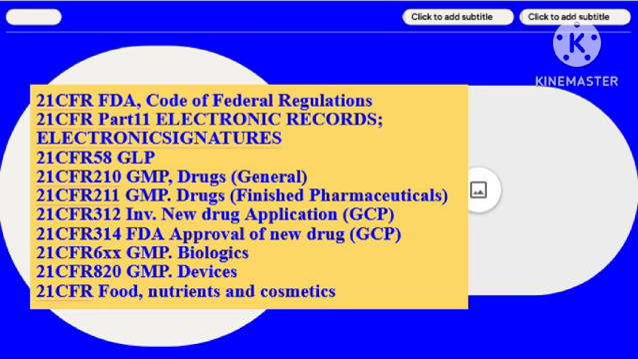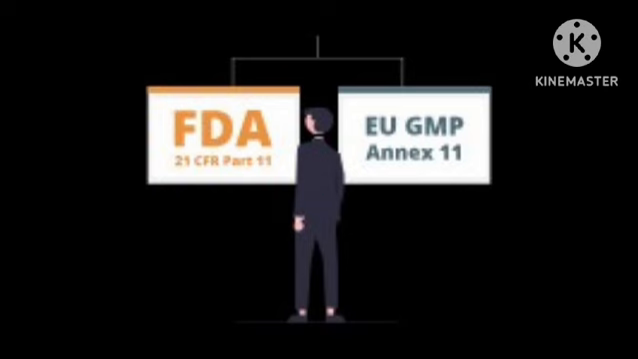I hope you understand. In the next video, I will discuss what is EU Annex 11, what are the differences between EU GMP Annex 11 and FDA 21 CFR Part 11, and what are the similarities between both of these. Next video, I will discuss all these things.